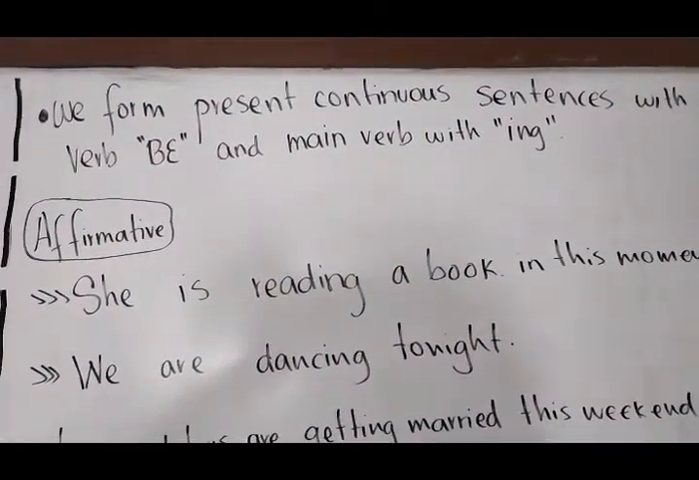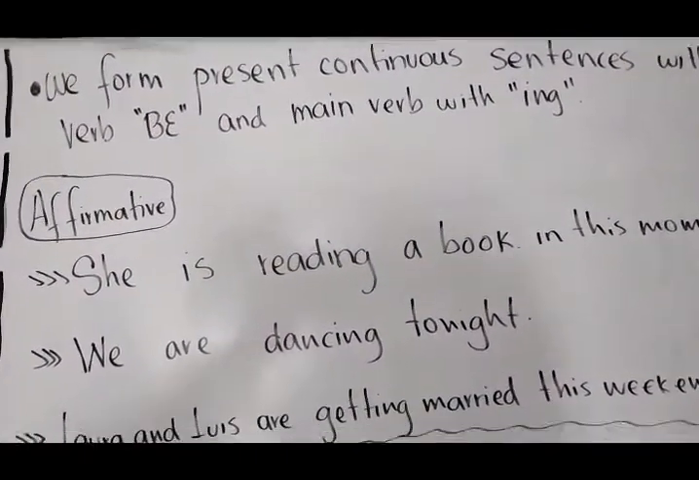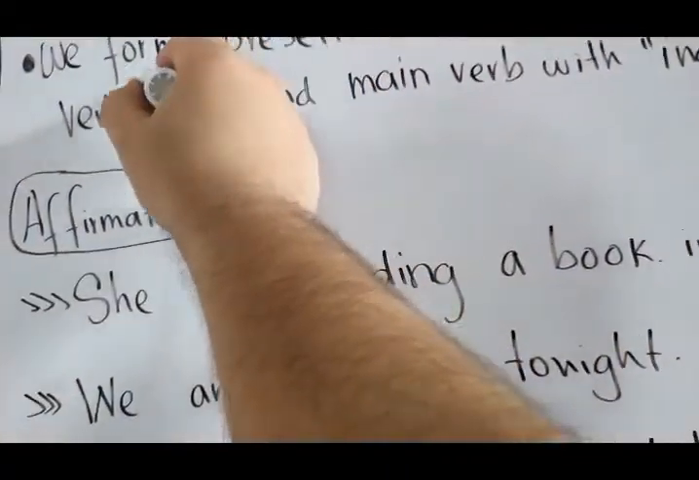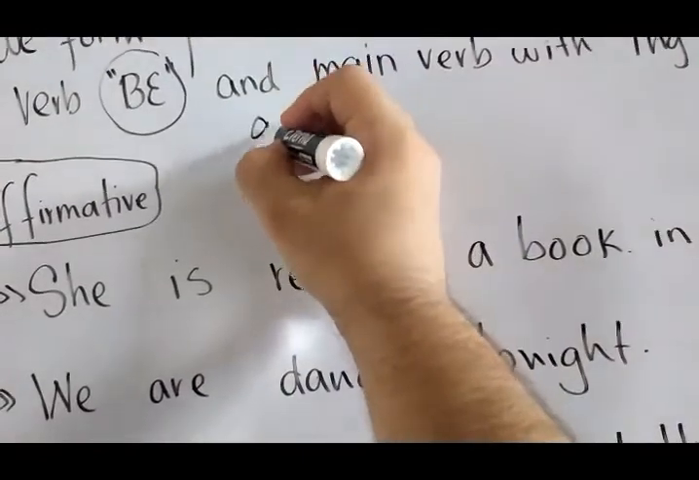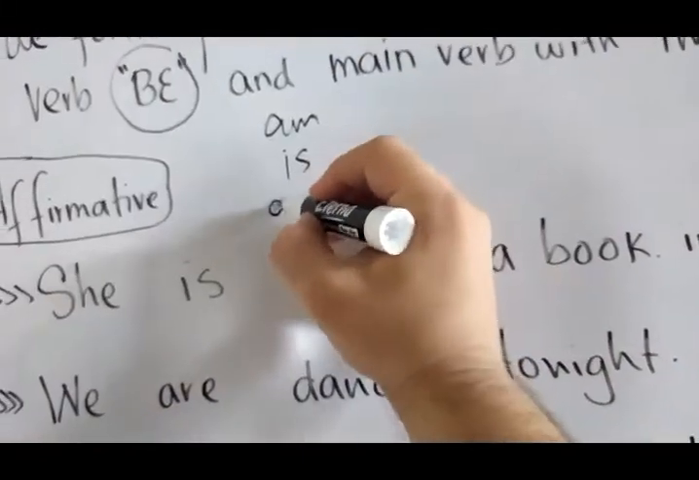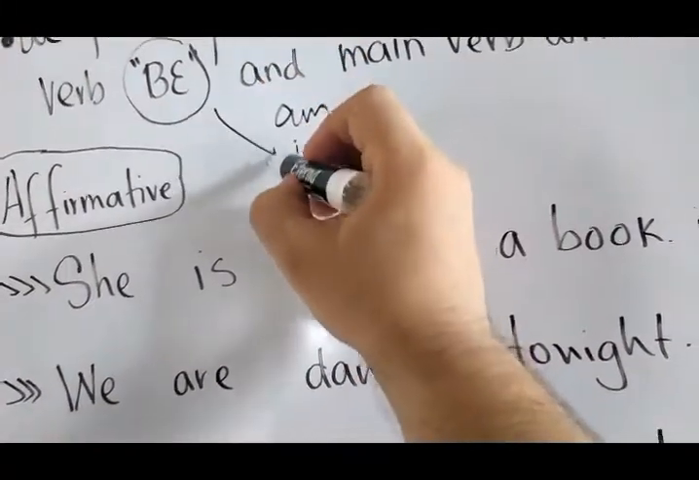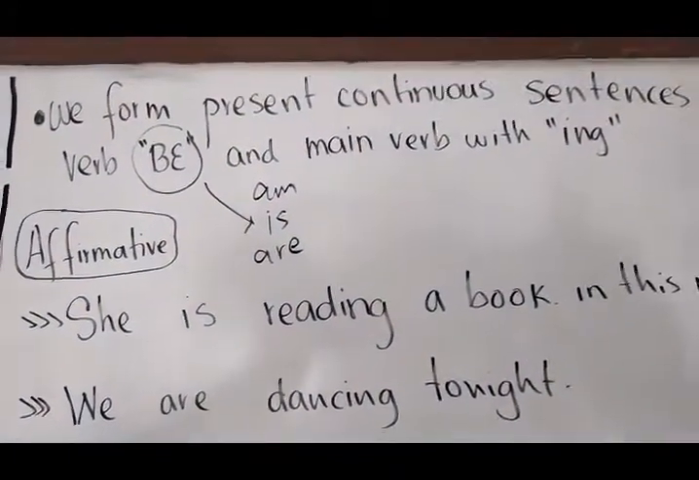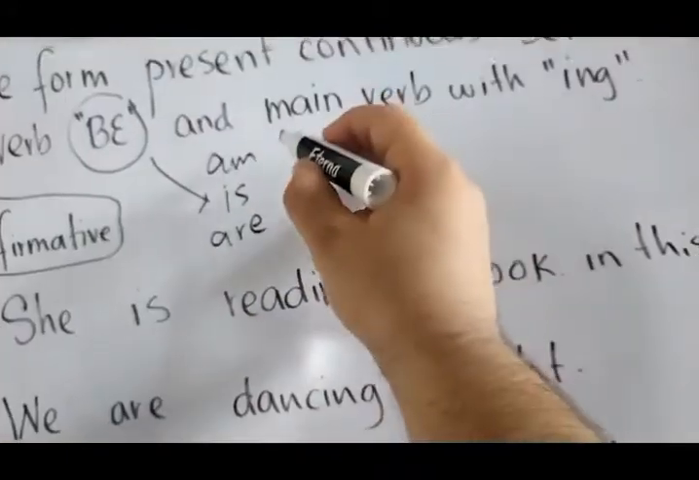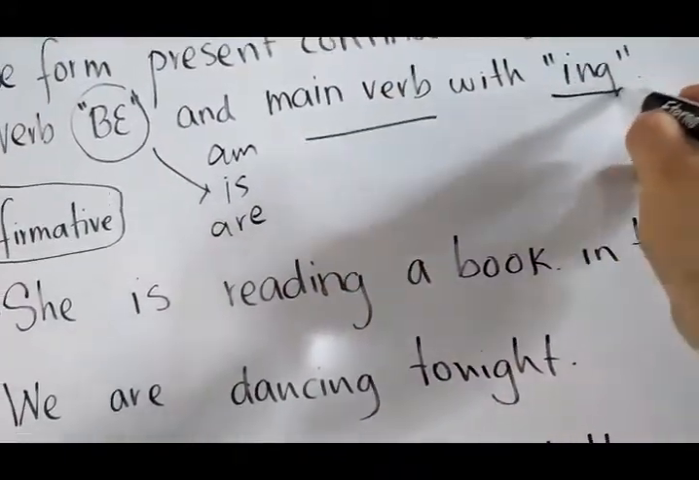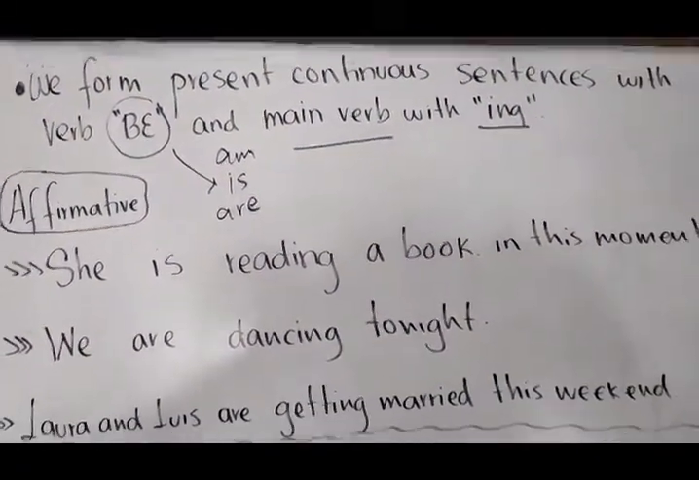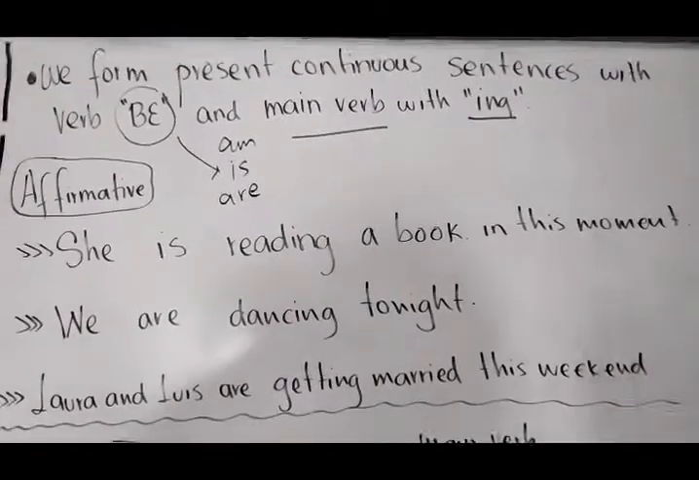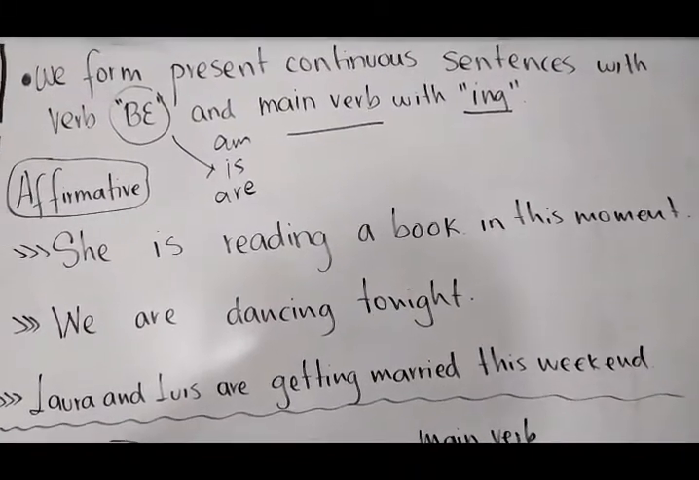So how do we form present continuous? Okay, we always use the verb to be. Yes, remember the forms of the verb to be: am, is, and are. And the main verb with the suffix, or with the termination ing. Remember, ing is like in Spanish we call it gerundio.